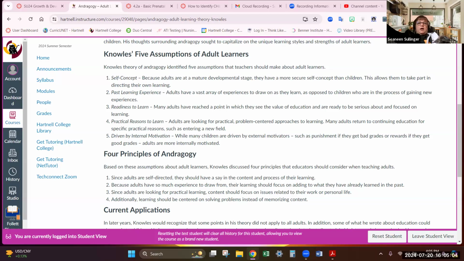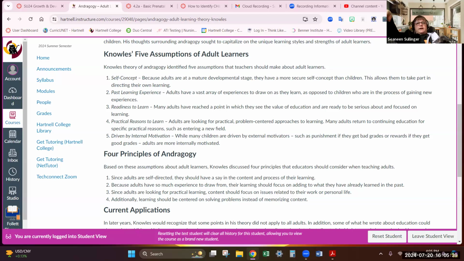Readiness to learn. The value of education to most adult learners is they're ready and serious about it. So for example, for me, I did not get my master's degree until I had been a nurse for at least 20 years. So I was in my 40s when I went back to school to get my master's. So I was ready to learn and had a pretty good self-concept and could draw on my past experiences. And so you can be serious and focused on what you want to learn.